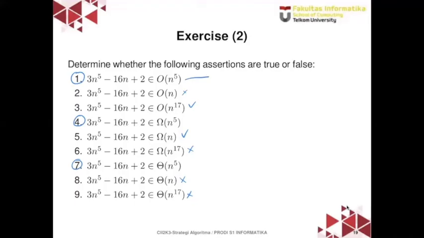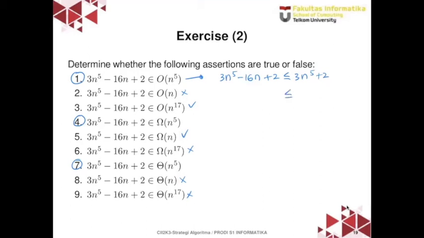For number 1, we know that Tn is 3n to the 5 minus 16n plus 2, and it should be less than or equal to 3n to the 5 plus 2, right? Because here we have subtraction, but we don't have it here.